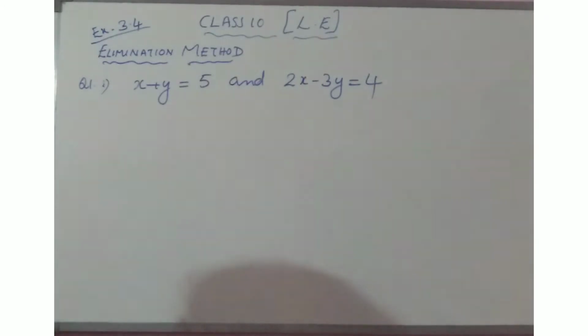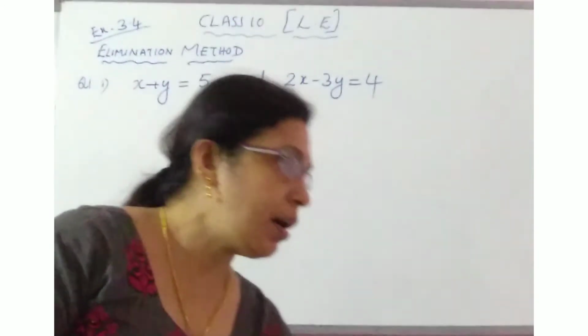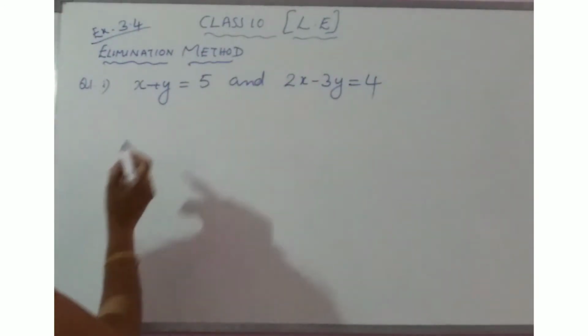Today we are going to discuss the elimination method of solving a pair of linear equations in two variables. Exercise 3.4, question number 1, part 1. The question is x plus y is equal to 5 and 2x minus 3y is equal to 4. Let us see how to solve that using the elimination method.